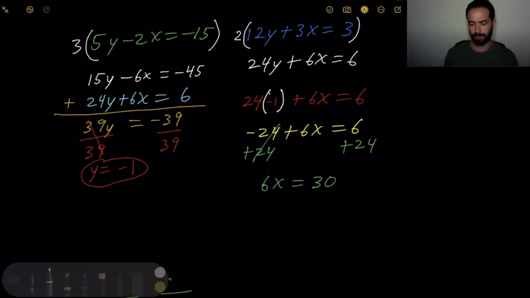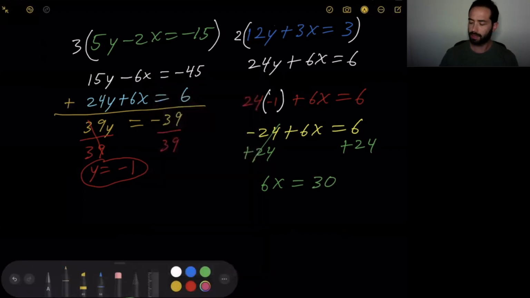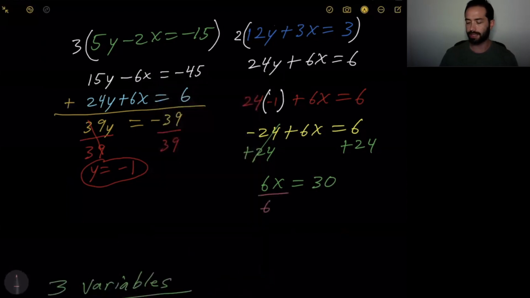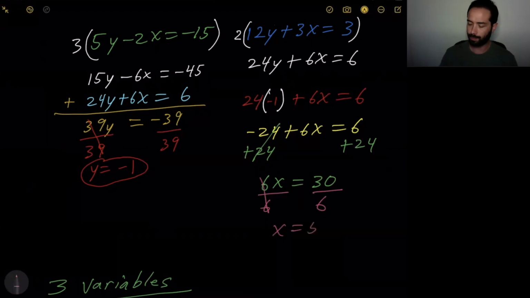6x, well, what does that mean? Yes, that means 6 times x. So we got to do the opposite. Divide by 6. And of course, balance it out on both sides. Divide by 6. 6 divided by 6 is 1, so that cancels out. And we have x equals, what is 30 divided by 6? 5. Bam.